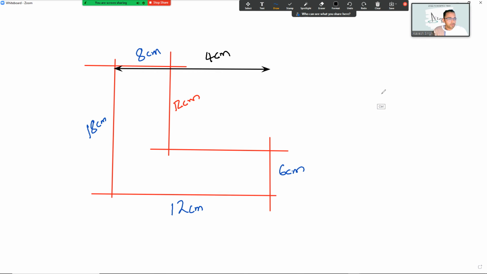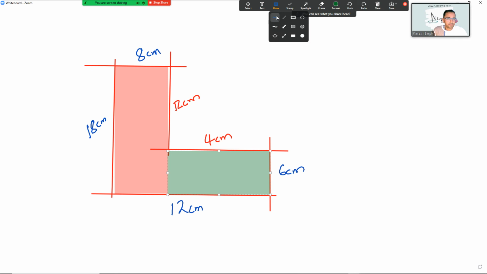So now I have both side lengths. Let me just erase that, and this is going to be 4 centimeters now. Now I want to calculate the area for this. I can break it up into 2 rectangles. If I break it up into 2 rectangles, I'm going to have that rectangle and that rectangle there.